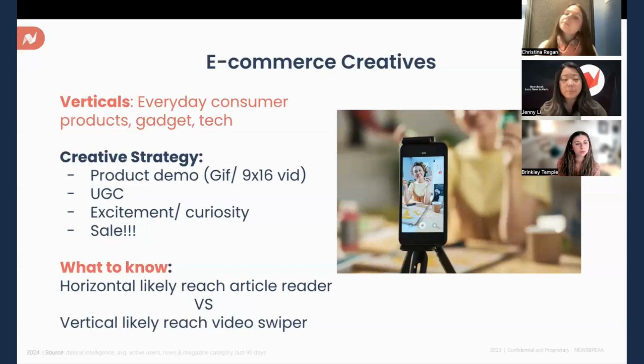our platform as well. So ultimately, I want you guys to know that our horizontal creatives are more likely to reach our article readers because they are more likely to appear in our in-article, in-feed, and end-of-article placements, versus our vertical creatives, which are more likely to reach the video swipers because they're more likely to appear in the immersive placements, which is very similar to TikTok, where you just keep scrolling and you see different kinds of videos.